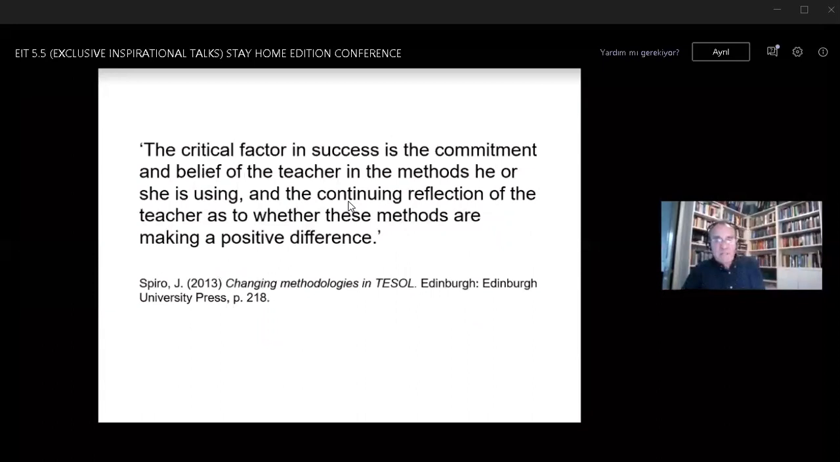Jane Spiro says in a book on methodology, the critical factor in success is the commitment and belief of the teacher in the methods he or she is using. You're not going to believe in a method or do it well if you don't believe in its basic principles. So you've got to believe in it. And you also got to reflect on it as you go along and adapt it and change it. So it's the commitment and belief of the teacher and the continuing reflection of the teacher as to whether these methods are making a positive difference.